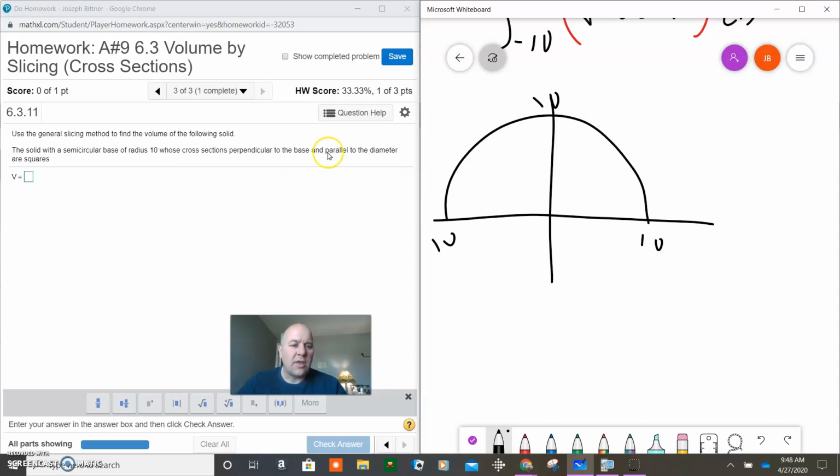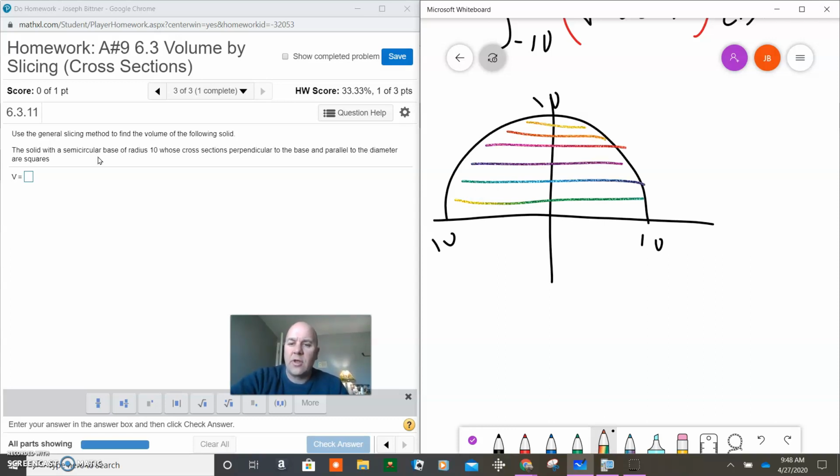Now, the key part is that the cross sections are perpendicular to the base, and parallel to the diameter of the circle, and they are squares. So basically, this is weird because this one's going in this direction. This is the direction of the squares, and the squares are going to come up and obviously go in that direction. These are hard to see. They're coming at you in the motion here.